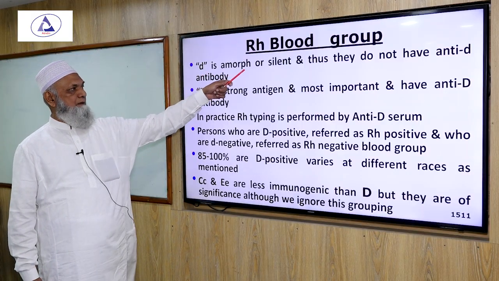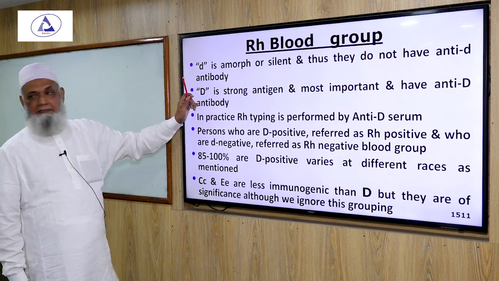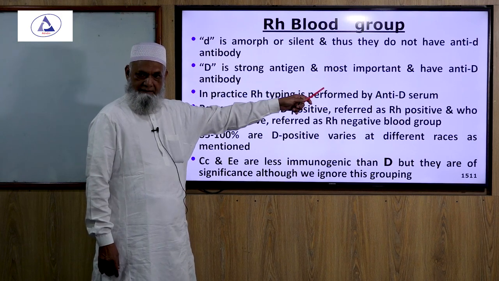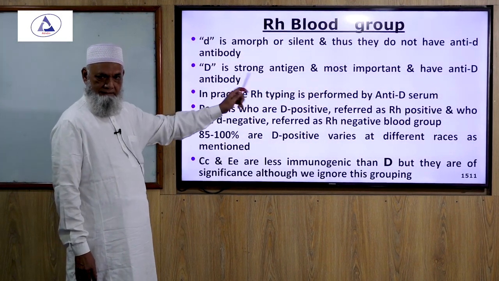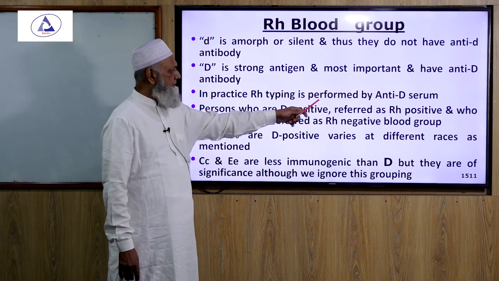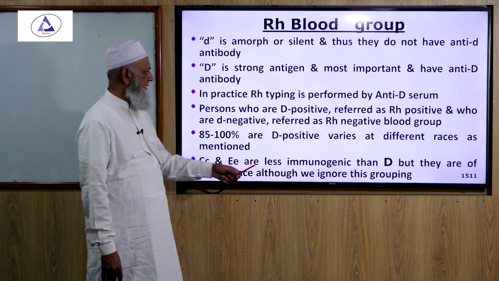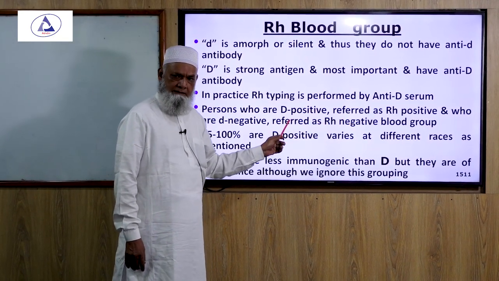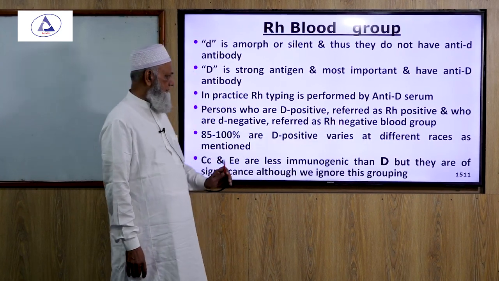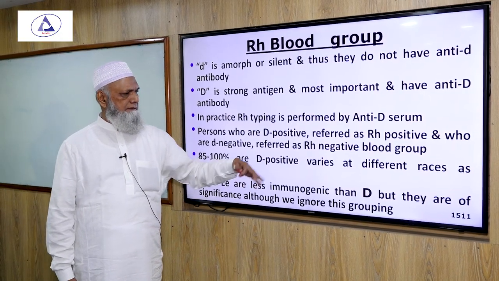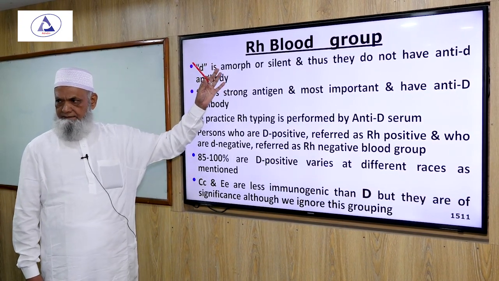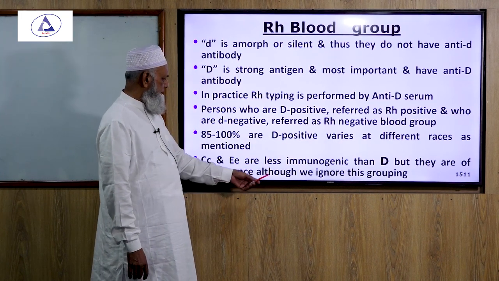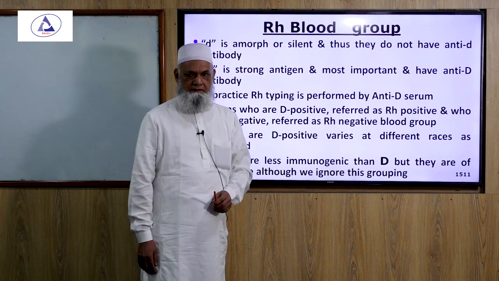D, small d is an amorph, silent. Thus they do not have anti-D antibodies. D is strong, so they have anti-D antibodies. In practice, Rh typing is performed by anti-D serum. Persons who are D positive are referred to as Rh positive, who are D negative are referred to as Rh negative. 85 to 100% are D positive, varying in different races as mentioned earlier. C and E are less immunogenic than D, but they are of significance, although we ignore this grouping.